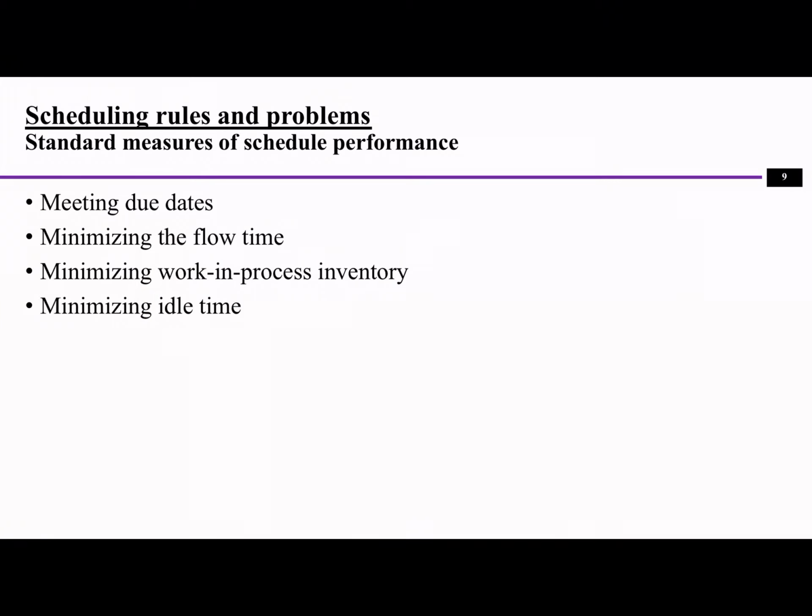All right, so in terms of the measures of scheduling performance, because we have to see if our scheduling works effectively or not, how do we measure that performance? First, we want to make sure that we meet all the due dates. There's no lateness. If there's lateness, it means our schedule actually failed. Also, minimizing the flow time, so we want the order to be within our company as short as possible.